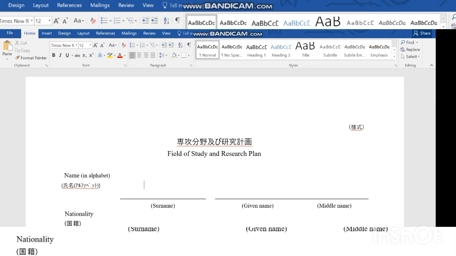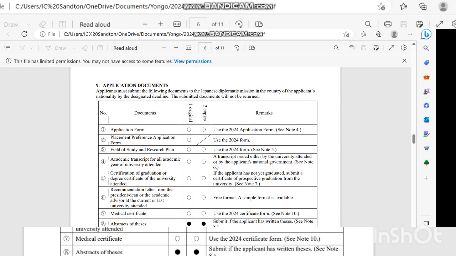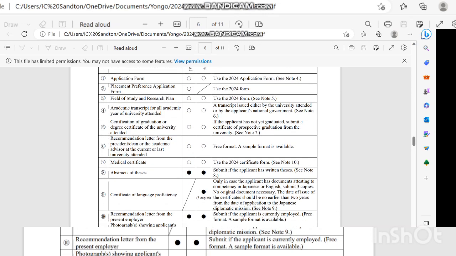Okay, let's move on to another document. So I'm back on the application guidelines, this list of application documents. Remember it, right? There's something I forgot to mention when talking about the application form.